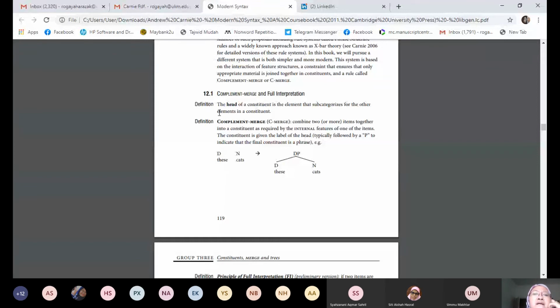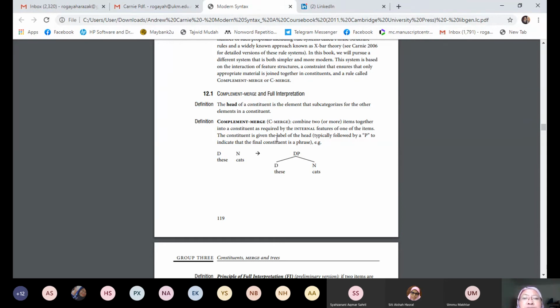So complement merge, the assumption is that the head of a constituent is the element that subcategorizes for the other elements in a constituent. Alright, so complement merge, C-merge, combines two or more items together. At least it has to have two items for them to merge, but it can have more. So now we are talking about movement already, things moving and combining. So combining two or more items together into a constituent as required by the internal features of one of the items. You remember just now for verbs we have internal argument. So the internal argument will require something to happen with it.